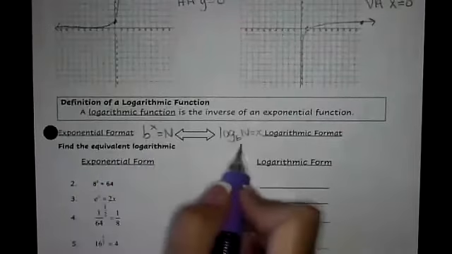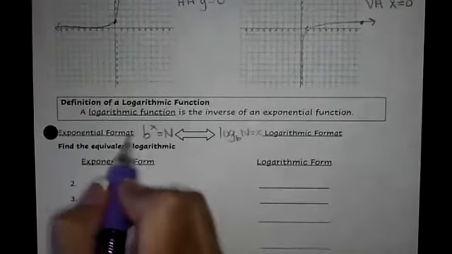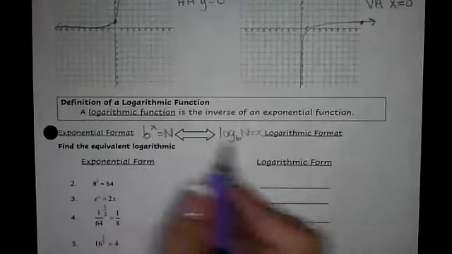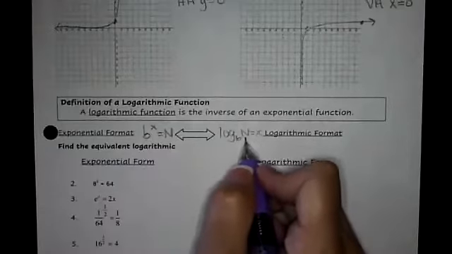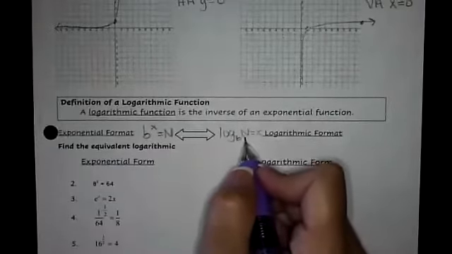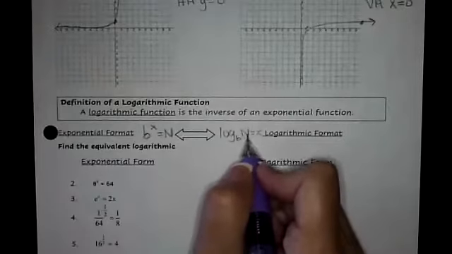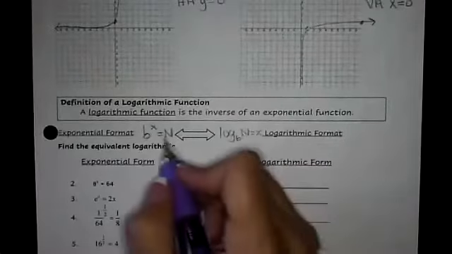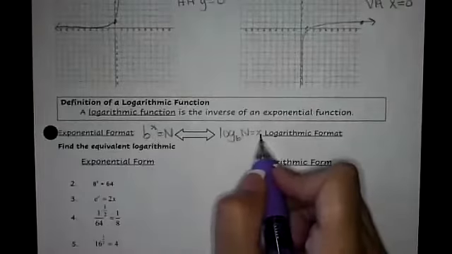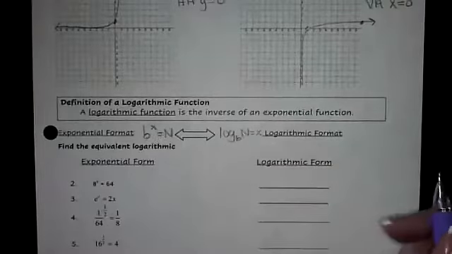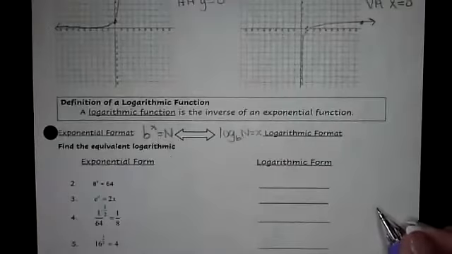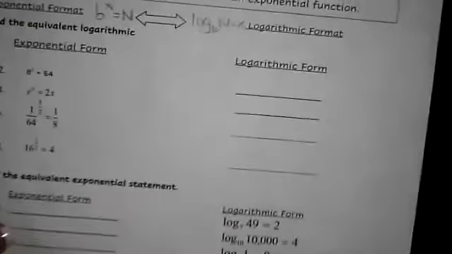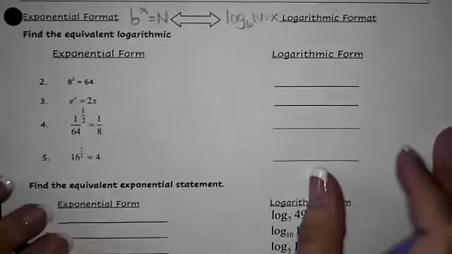So the base of the exponential became the base of the log, and then these two basically switch places. Right here, this n is said to be in the place of the argument. The argument is the part that you're taking the log of, and then our answer would be here. So our exponent becomes the answer, and our answer becomes the argument here. It's important that you're able to switch from an exponential to a logarithmic, because when we start to solve, you're going to have to be able to switch them.